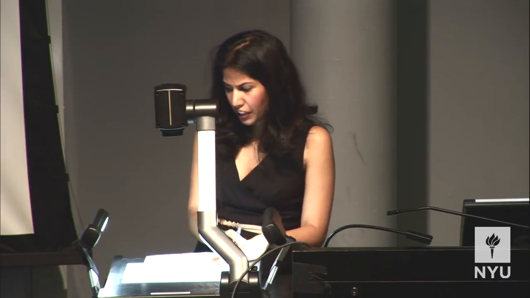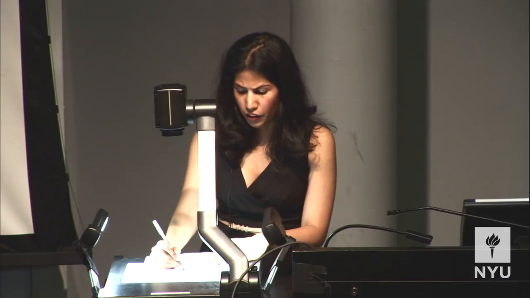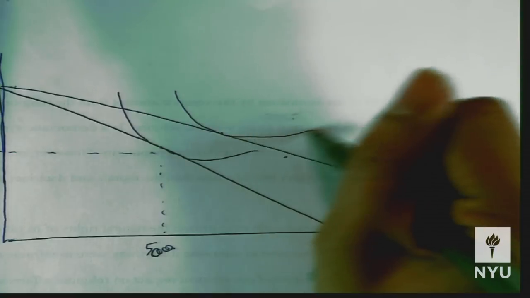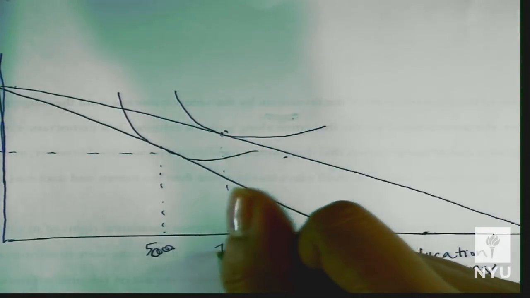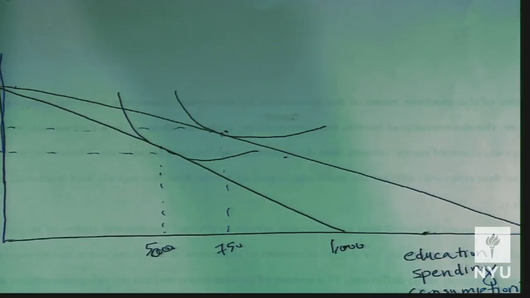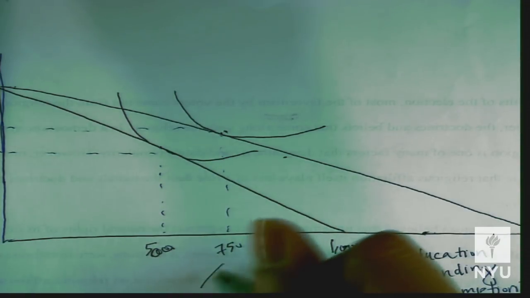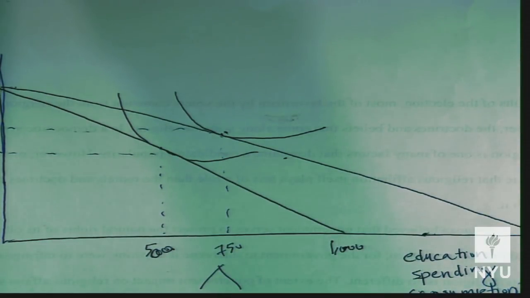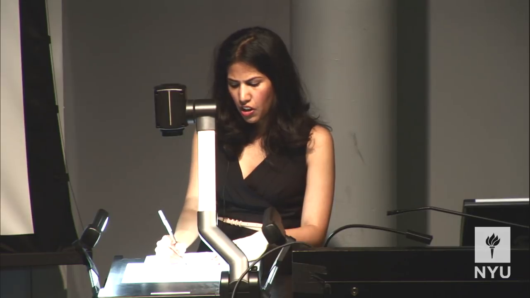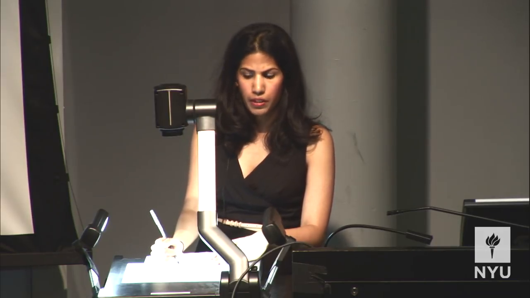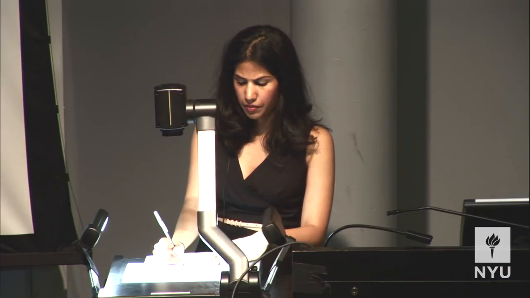It turns out they're in fact going to consume $750,000 worth of education. So they're going to move out here. So how much more education are they consuming? $250,000, right? But who is paying for that $750,000 of education consumption? How much is the town paying for? Half, right? What's half of 750? 375. So the town is paying 375. Who's paying the other 375? Via the matching grant, it's going to be the state government.